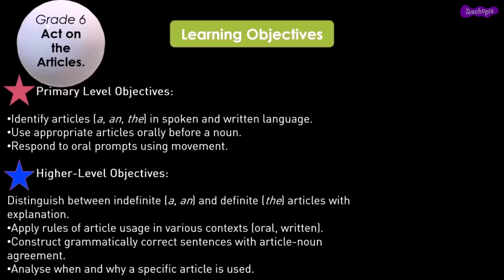At the higher level, we want learners to distinguish between indefinite articles, which are a and an, and the definite article, the, with explanation. We want them to apply rules of article usage in various contexts, which is oral and written. We want them to construct grammatically correct sentences with article-noun agreement. And we also want them to analyze when and why a specific article is used.